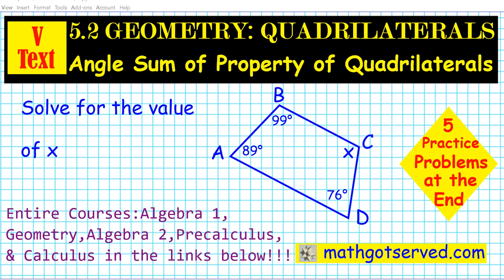In this clip, we're going to be going over section 5.2 of our virtual geometry text on quadrilaterals. We're going to take a look at how to use the angle sum property of quadrilaterals to solve problems involving quadrilaterals. For example, take a look at this problem we have here. This is something like what we're going to be looking at in this presentation. You're to solve for the value of x in this quadrilateral presented.